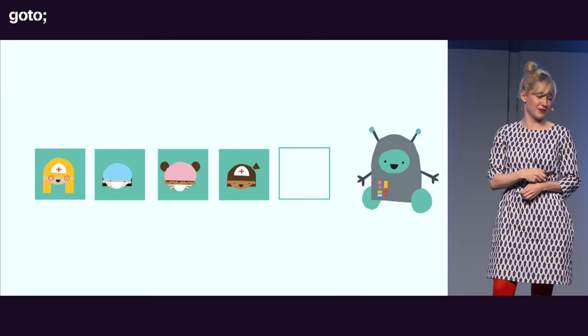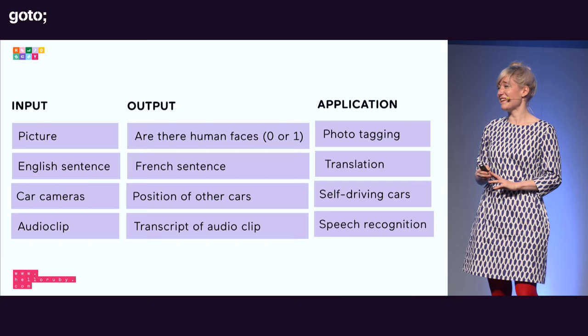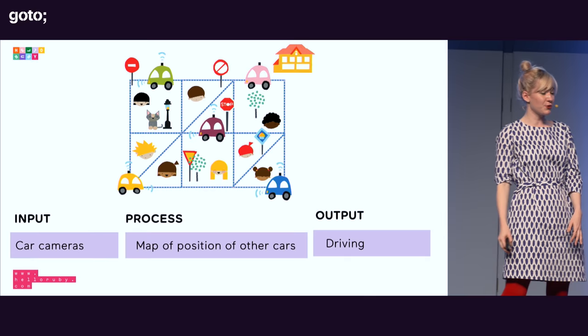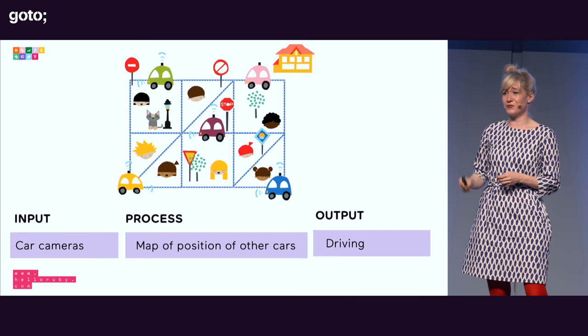So again, I would underline the idea that while AI is magical, it's not made of magic, it's made of logic. And if we want to think about the self-driving car, which for some people can be wildly perplexing and scary even, we can explain that a self-driving car takes input as car camera data, and there's a process that maps the position of other cars it recognizes with the image vision thingy, and then the output is the ability to drive. Nothing more complex than that.